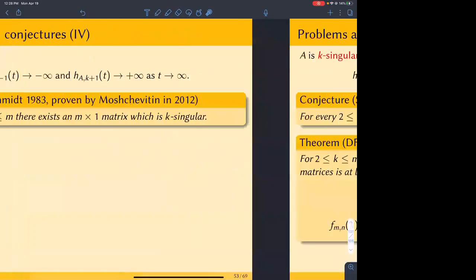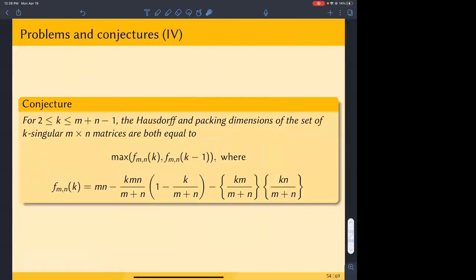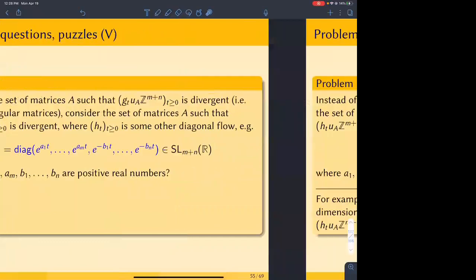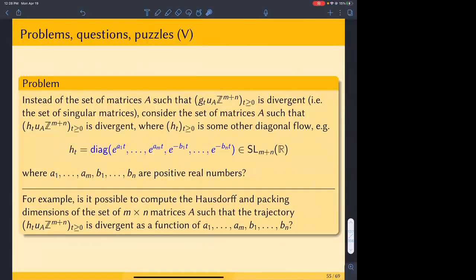I'm going to skip this quantitative Schmidt conjecture. I want to advertise a very beautiful result where, instead of taking this very, very nice GTUA, what if you took some other diagonal flow? And is it possible to compute Hausdorff and packing dimensions for the divergent trajectories under such a situation?